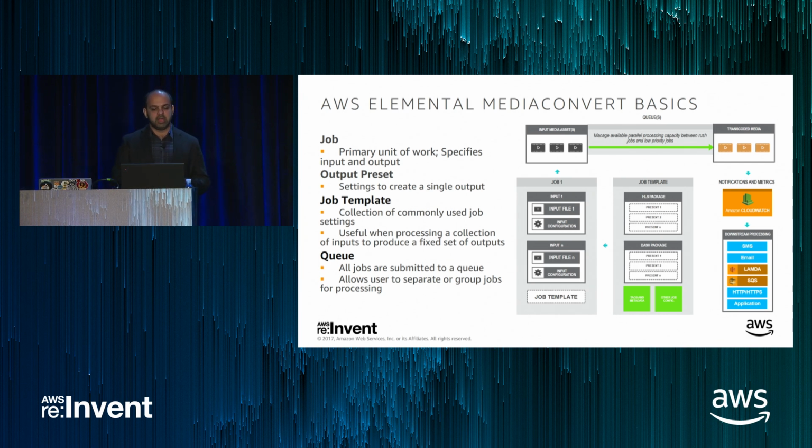And then there is a job template, which is a collection of commonly used job settings. There is a bunch of commonly used job settings that are pre-created, canned, and ready for you to use. And then there are queues. Basically, you will submit a job that will have an input asset associated with it, and a preset, which is a configuration of what you want to do to that asset, and that goes in a queue. All these jobs are then sequentially processed through the queue.